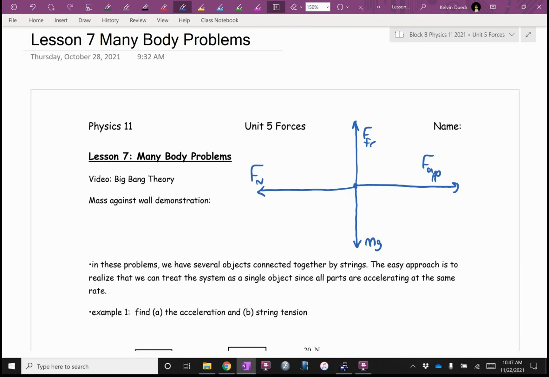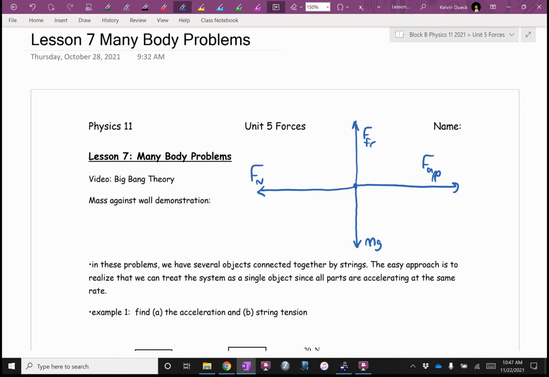The point of today's lesson, we're going to be doing what we call many body problems. Problems where there's more than one mass connected by strings. So in these problems, we have several objects connected by strings, but we're going to add a limitation. If they're connected by strings, we can only accelerate smoothly. We're not allowed to do this. That's actually in physics called a jerk. It's a physics concept, and the physics of a jerk is really tricky.